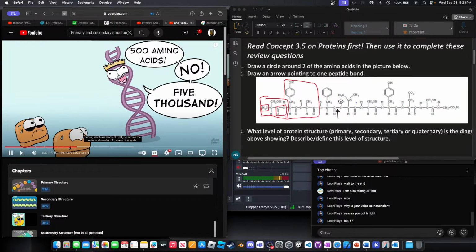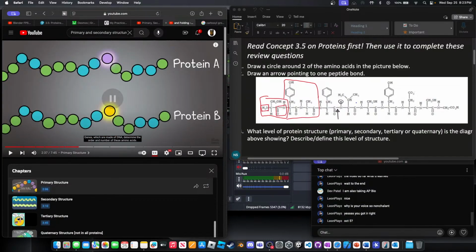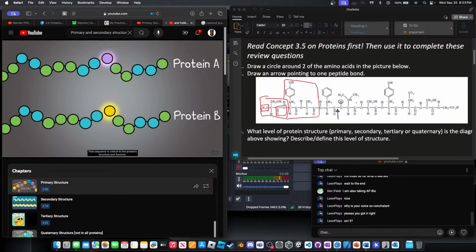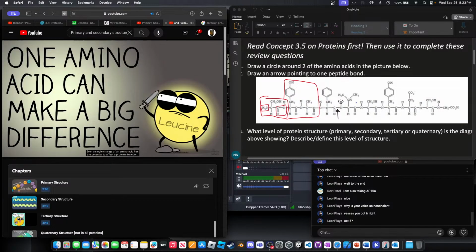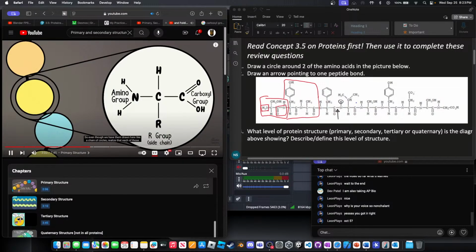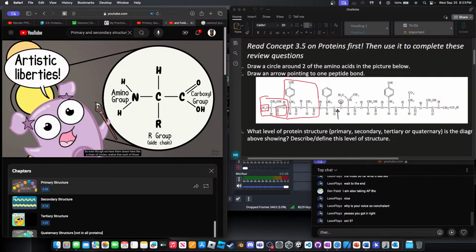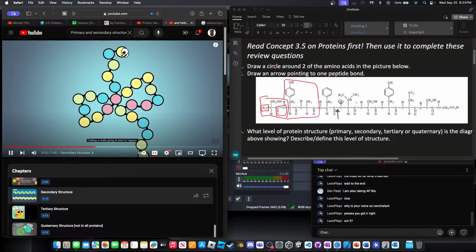Genes, which are made of DNA, determine the order and number of these amino acids. That sequence is critical to the protein's structure and function. In our mutations video, we talk about how one amino acid can be changed in sickle cell disease. Even a single change of an amino acid has the potential to affect a protein. So even though we have them drawn here like a chain of circles, realize that each of these circles we're drawing is an amino acid. Folding is really going to start to happen in secondary structure.